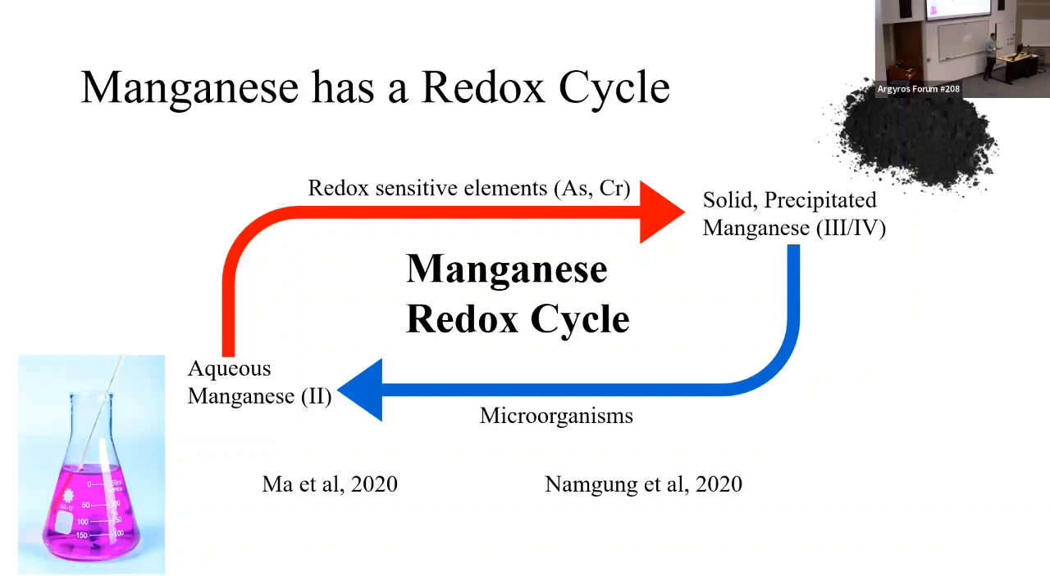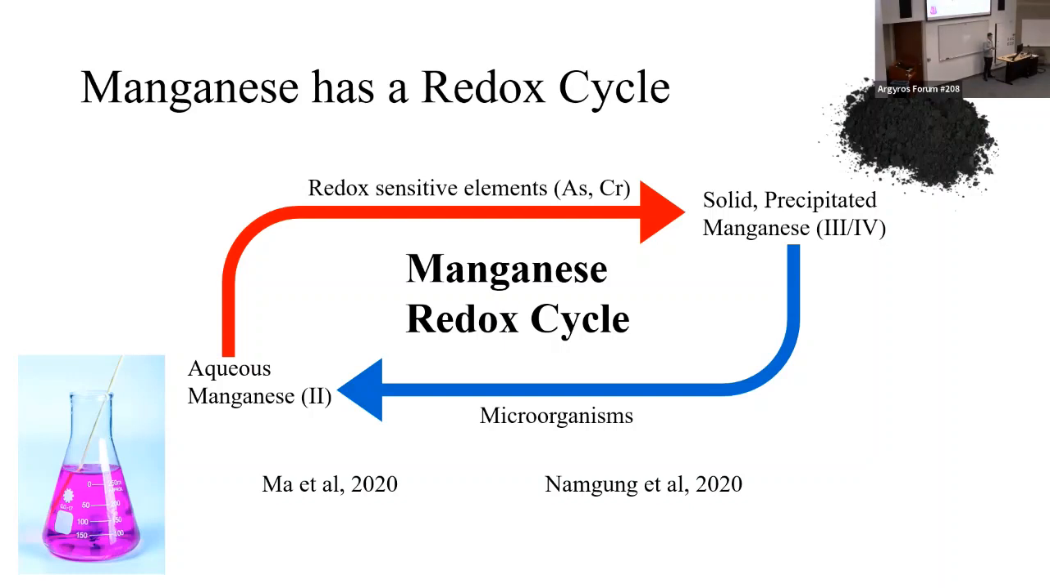Manganese is important to talk about because it has this redox cycle. Redox is short for reduction oxidation. Oxidation is represented by this red arrow, where you have this manganese solution that is then oxidized to a solid form. Oxidation occurs when the element loses electrons. And then from the solid form, it can be reduced back to the aqueous form, where microorganisms will take over the process. This is called reduction, where the atoms actually gain back those electrons.